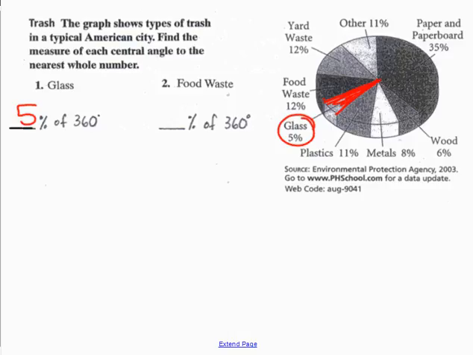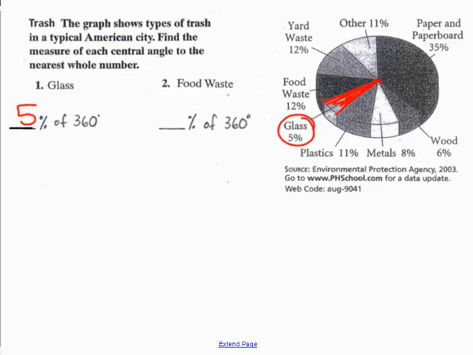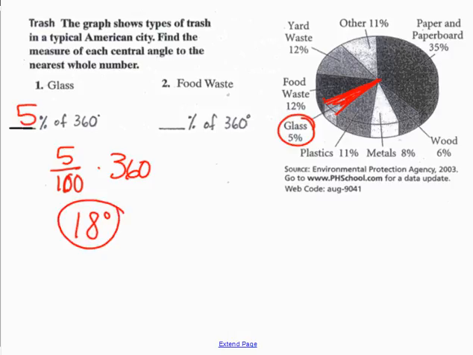When we do the math, it's going to be 5% of 360. In order to figure that out, you do 5% times 360. And when you do that math, you end up with 18 degrees. So that angle is 18 degrees in the center here.